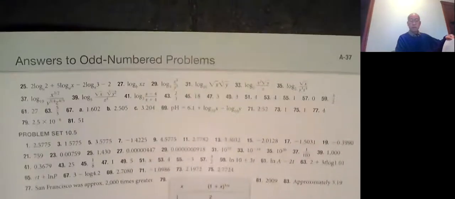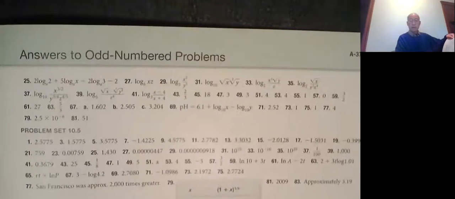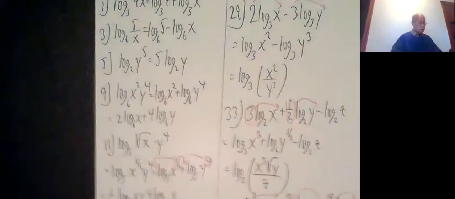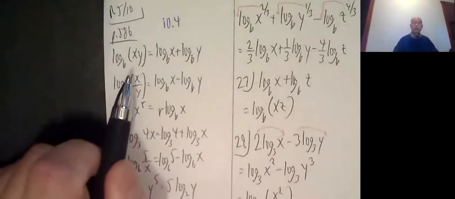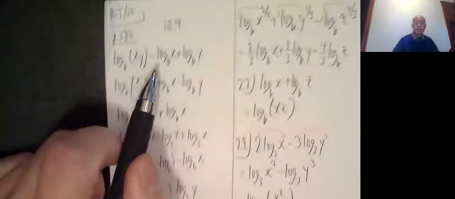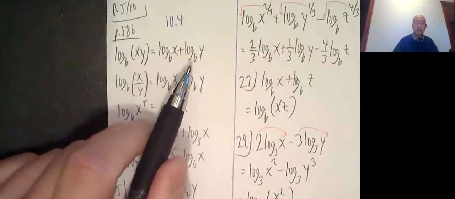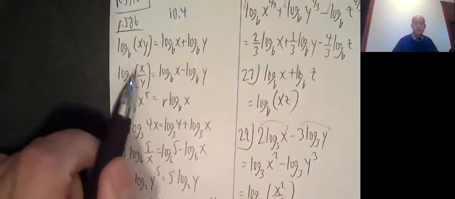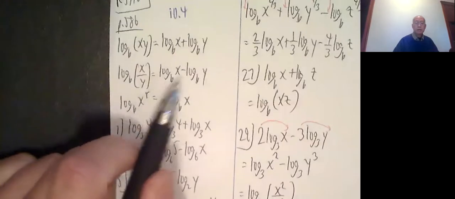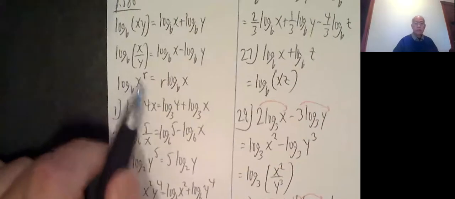All right, I think you got that. Okay, and I've got a little summary here. Log base b of x times y is log base b of x plus log base b of y. Log base b of x divided by y, log base b of x minus log base b of y. Log base b of x to the r, r log base b of x.